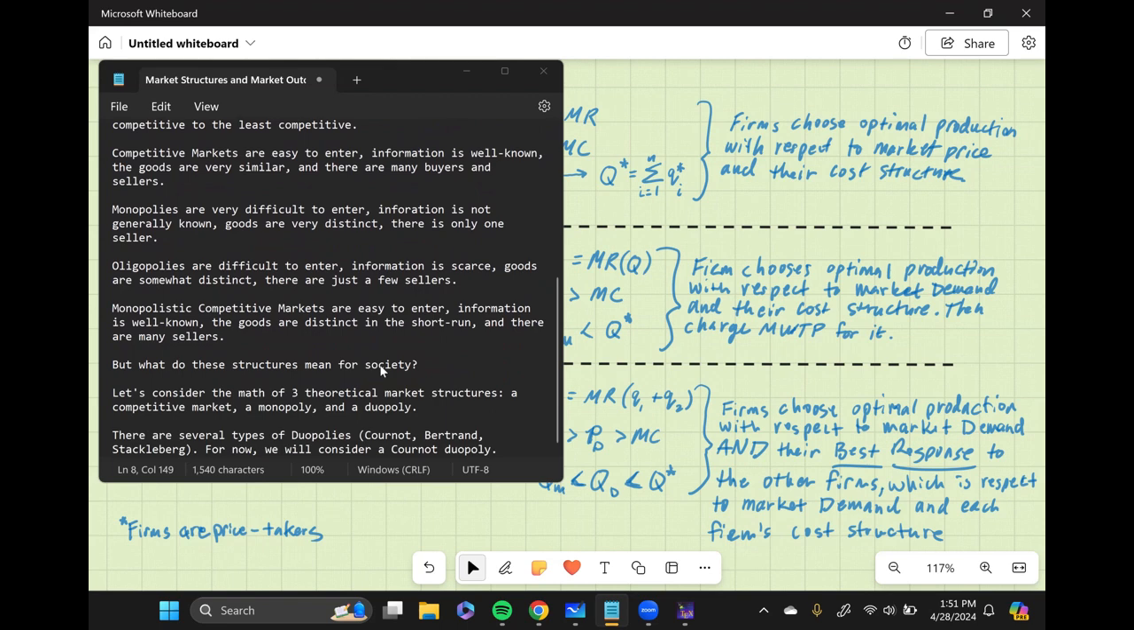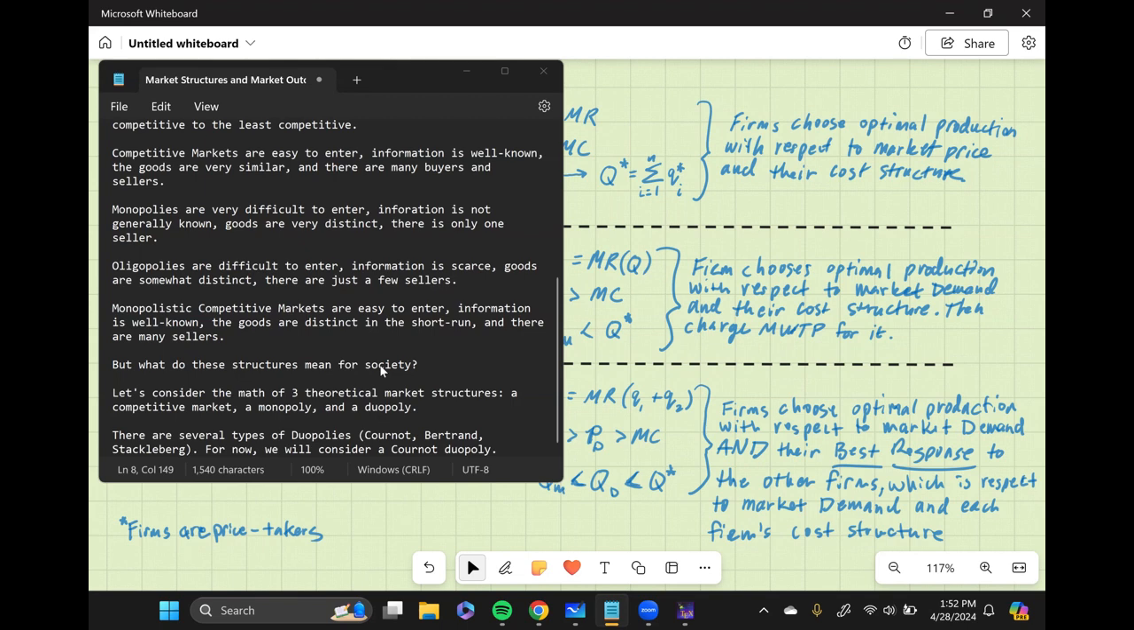But of course, what do these market structures mean for society? And again, that's why we're here. We're going to go through the math, and the math is actually really going to be what tells us what we theoretically can expect from these particular markets.